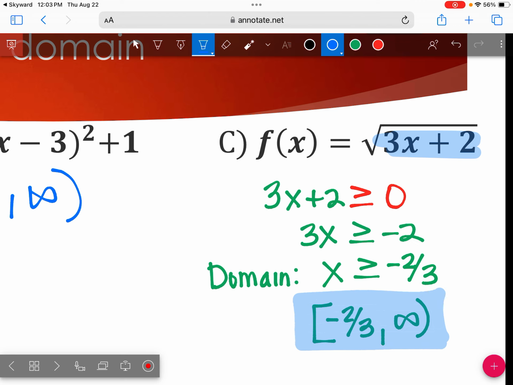A lot of you all lost points on the test because you didn't write your answer in interval notation. Everything we do is in interval notation. Everything. All right, any questions about C? No.